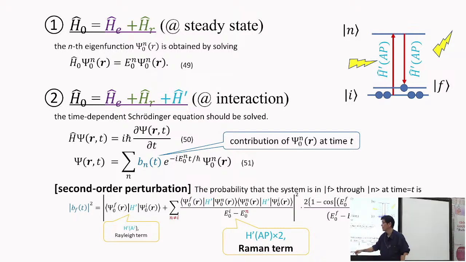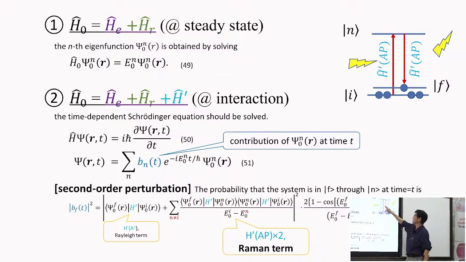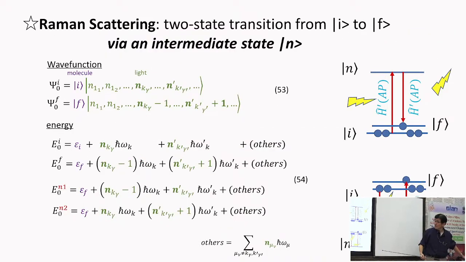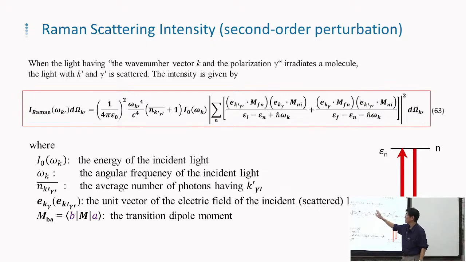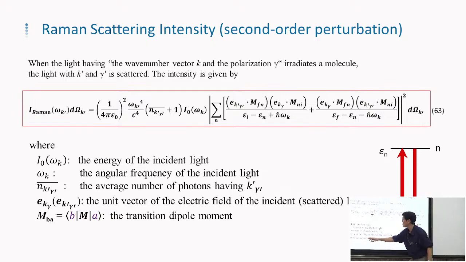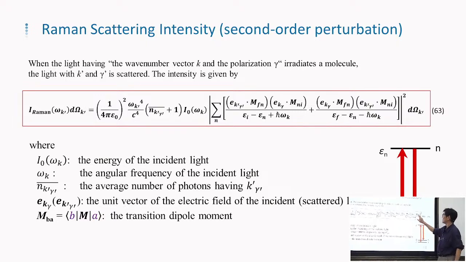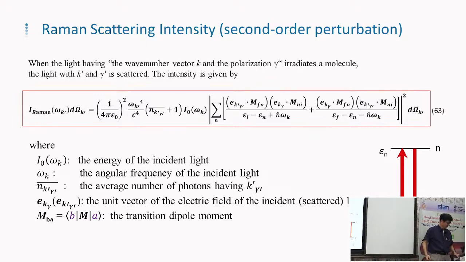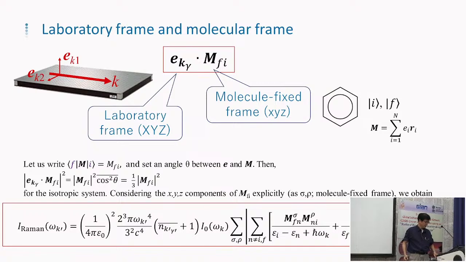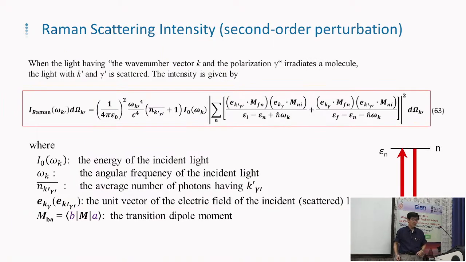It's difficult to explain at once. This process contains the transition from I to N, and N to F. So there are two transitions, I to N, N to F, right? Accordingly, the moment includes the transition moment from I to N and N to F.